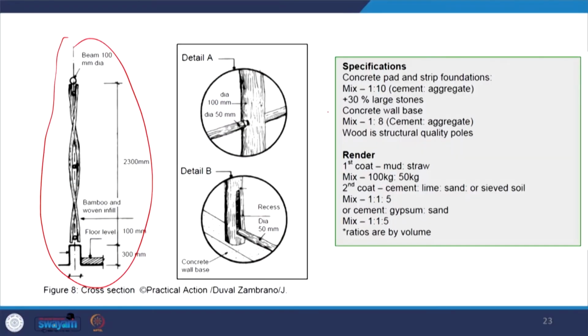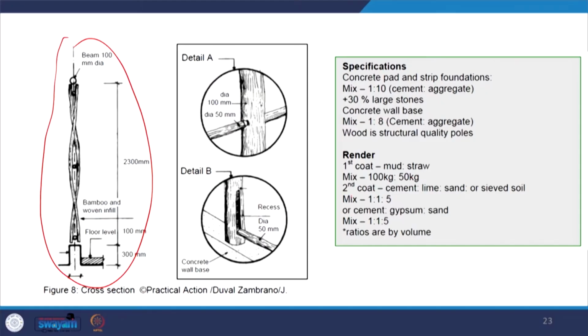For instance, we have the concrete pad and strip foundations. The mix is about 1:10 plus 30% large stones in the concrete for the foundation, whereas for the wall base it is about 1:8, and the wood as a structure is composed of structural quality poles. In terms of the render, there are two coats. The first coat is done with mud and straw, and the second coat with cement, lime and sand, in the ratio of 1:1:5.